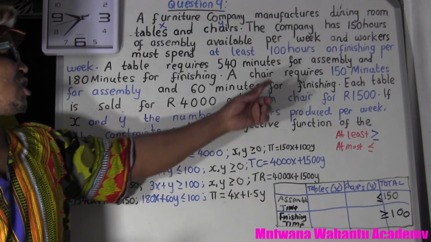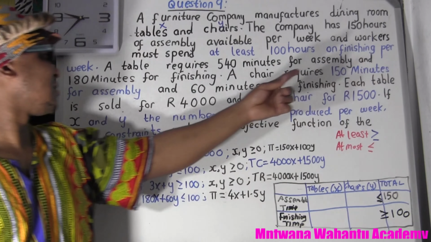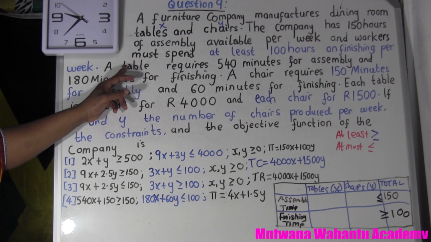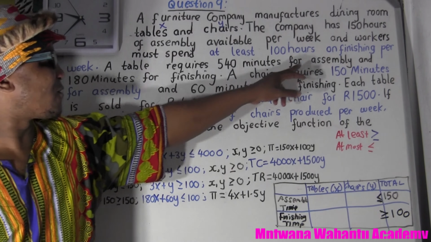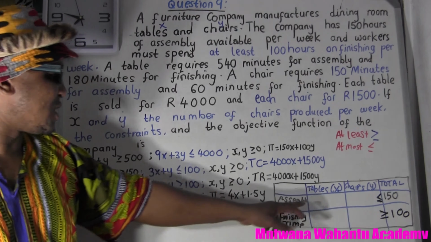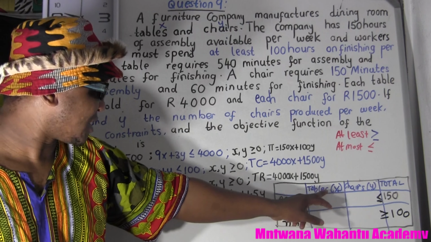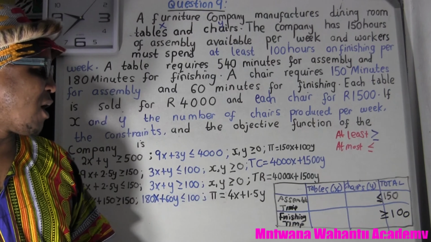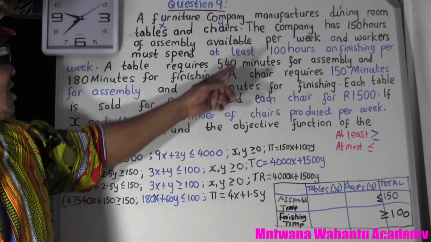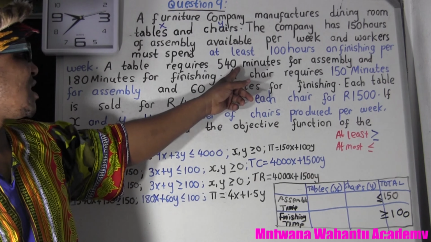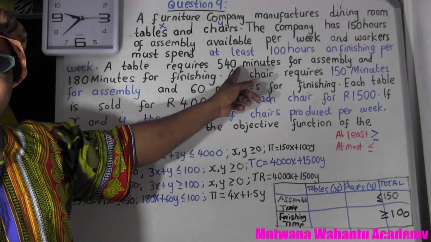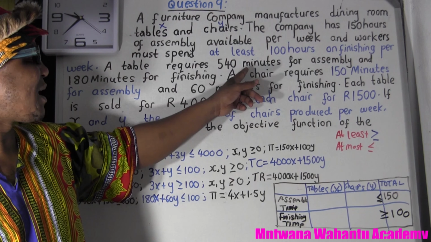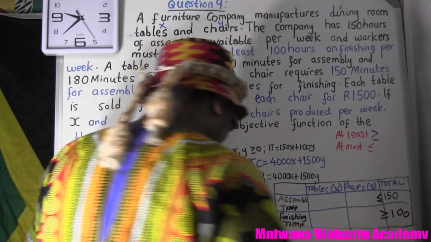Now let's go. Excuse me, I skipped something. A table requires 540 minutes for assembly. So this is for assembly, table and assembly. But our total time is in hours. You can see everything was in hours, so we must change this to hours. If you want to change anything to hours, you must divide by 60. So 540 divided by 60 is going to give us 9. So here it's going to be 9.